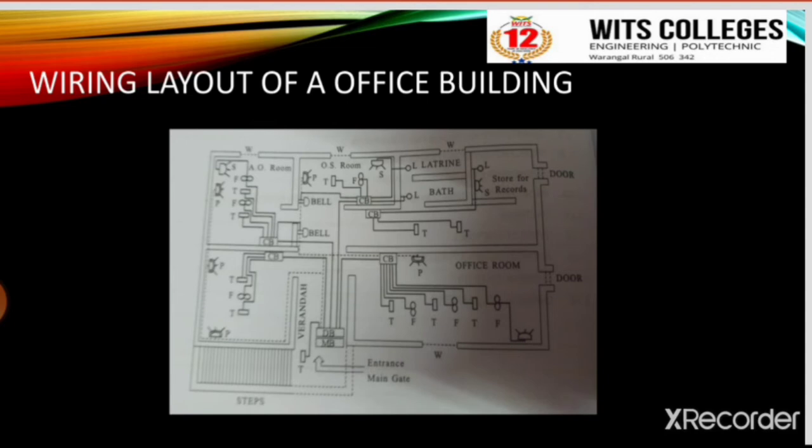The next connection from the distribution line is given to the office superintendent room. In the office superintendent room only the superintendent will be present. That's the reason we place only one tube light as well as one fan, and it is connected to the circuit breaker. From there the connection is given to the storeroom, where we can store the records. The storeroom has less space, so we place only one tube light or one lamp over there.